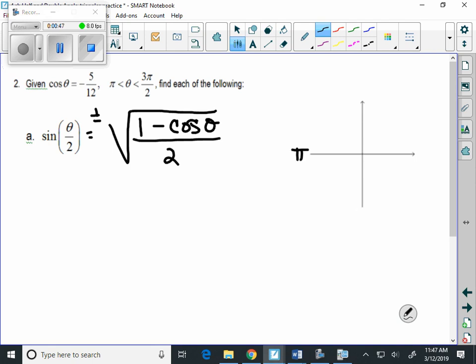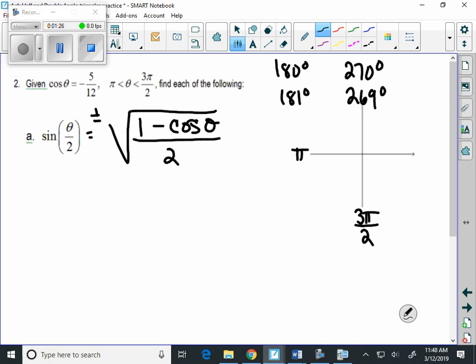But I do want to talk about what our answer is going to be, because we need to determine, is our answer going to be positive or is our answer going to be negative? Pi is 180 degrees and 3 pi over 2 is 270 degrees. But what we want to look at is one more than 180, so 181 degrees, and then one less than 270 because we're looking in between, so 269 degrees. And what we're going to do is cut those values in half.